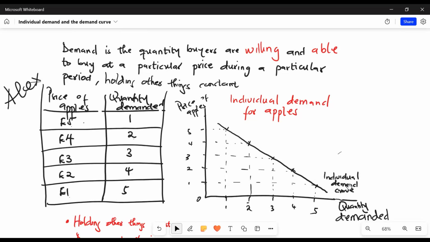Today, we are tackling individual demand and the demand curve. So let's get comfortable and let's make economics enjoyable.